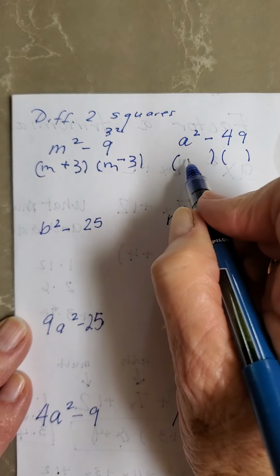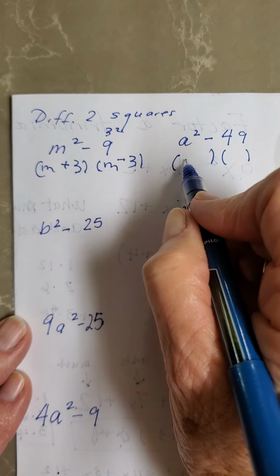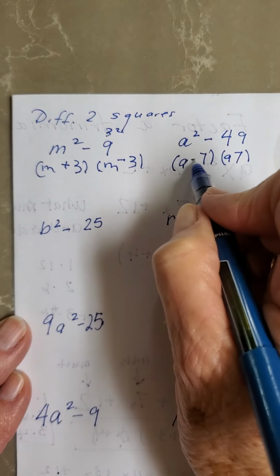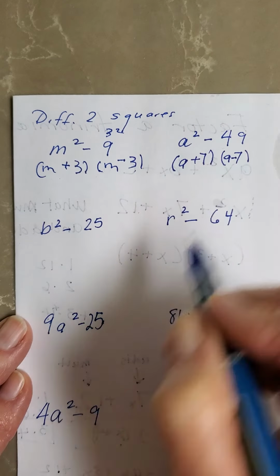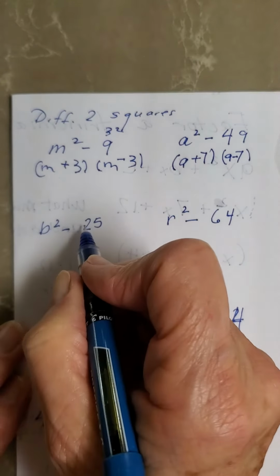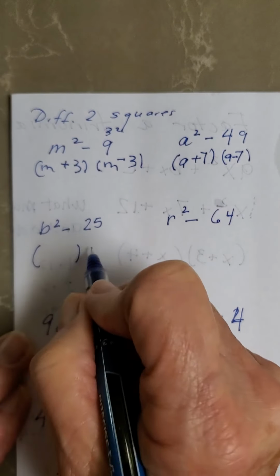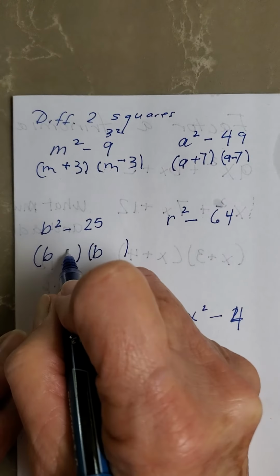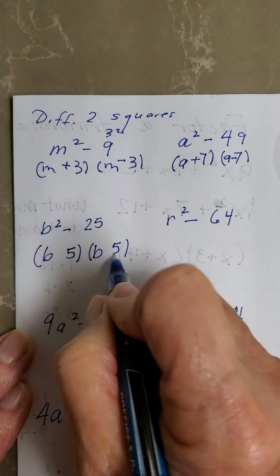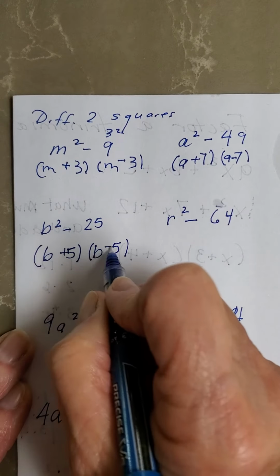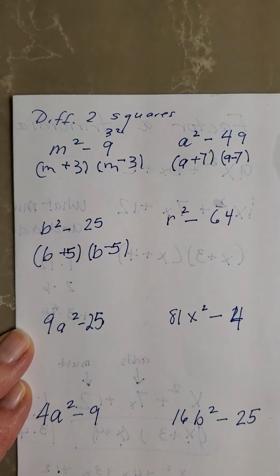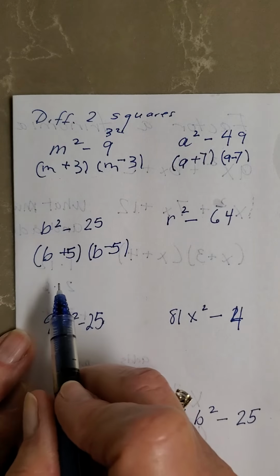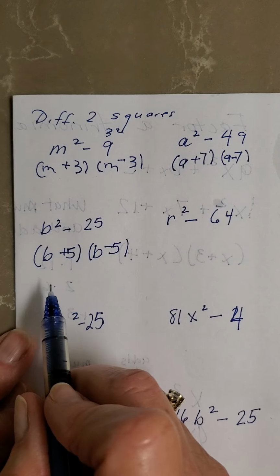So if we look at this one, 49 is a perfect square of what number? Right, 7. So we do one plus, one minus. 25, you probably know that one quite easily. So it's b times b, 5 times 5. One's a plus, one's a minus. It doesn't matter which one is the plus and which one is the minus. One factor has to be b minus 5, and one has to be b plus 5.